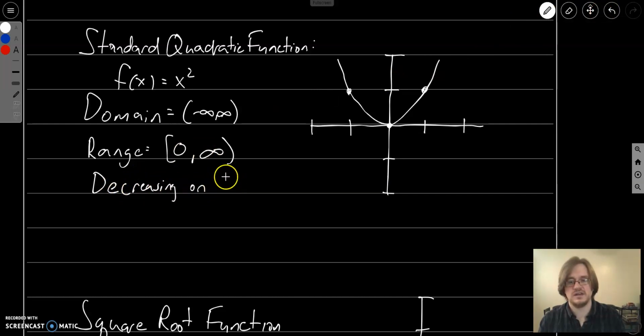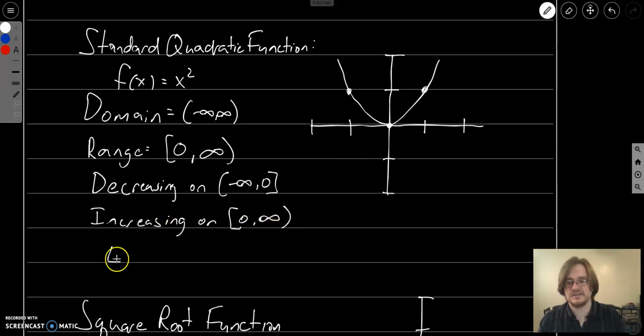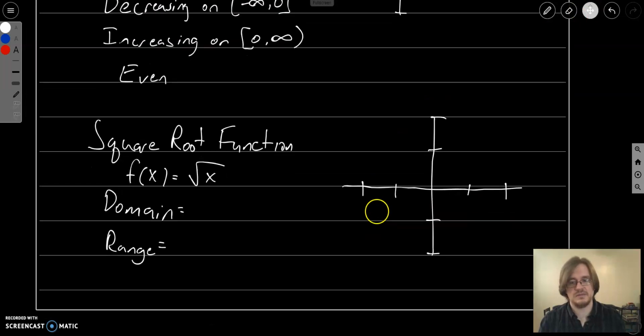So decreasing on the interval from negative infinity up to 0, but it's increasing on the interval from 0 up to infinity, and this is also an even function. If we flip it across the y-axis, we get the same function. We get the same graph.